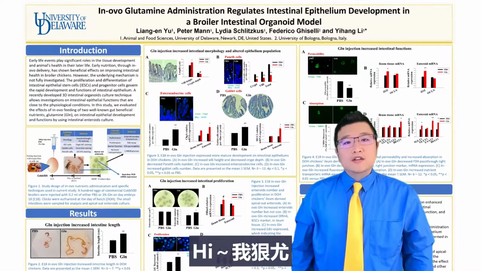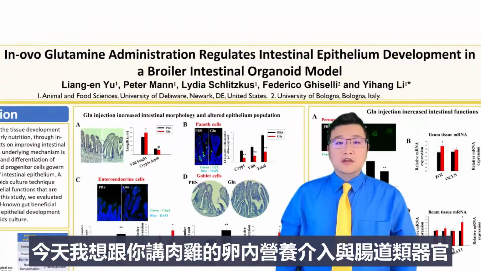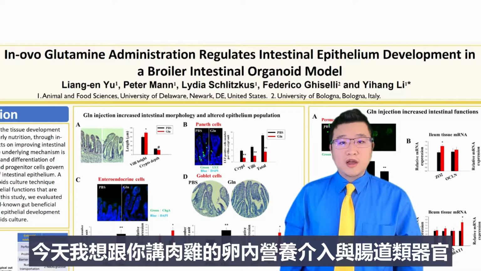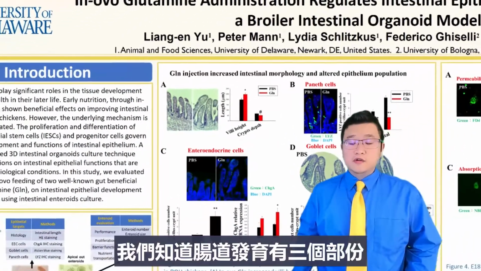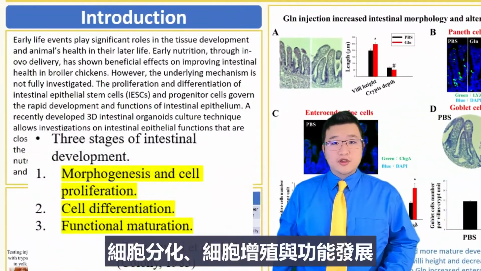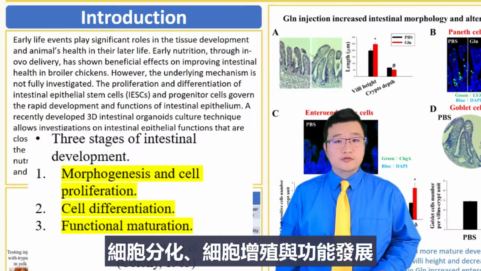Hi, I'm Liang Yu. Today, I would like to talk about the in ovo nutrient administration and apical-out enteroid model in chicken. We know intestinal development involves differentiation, proliferation, and functional maturation.